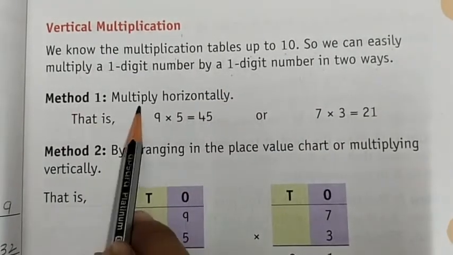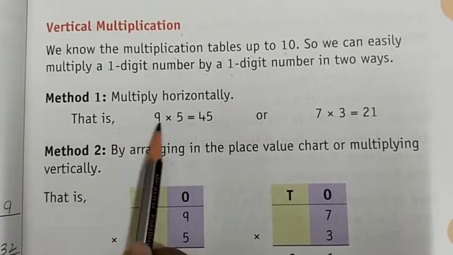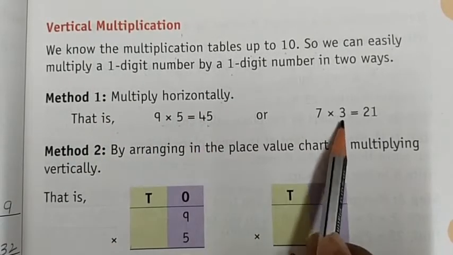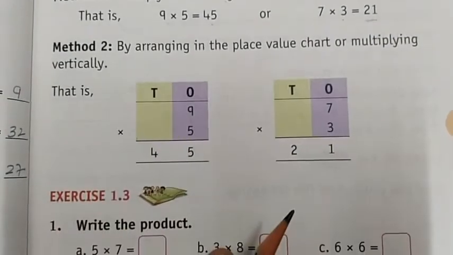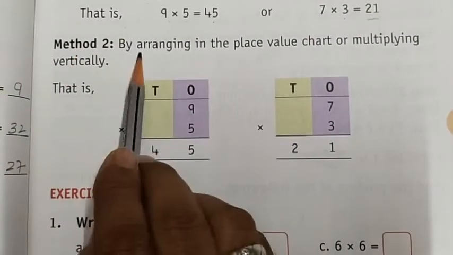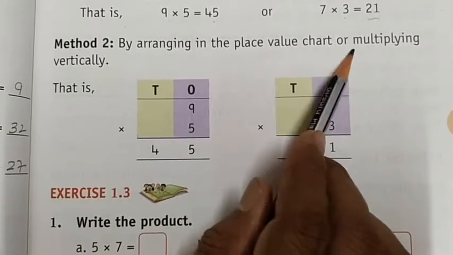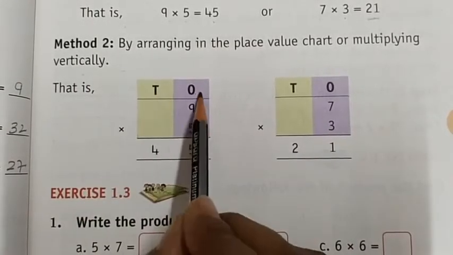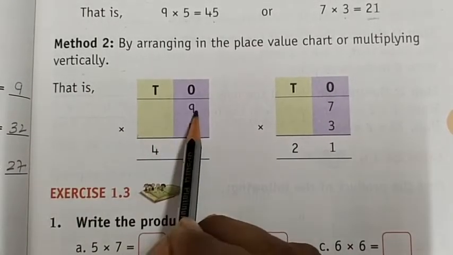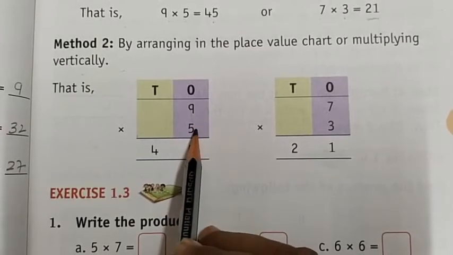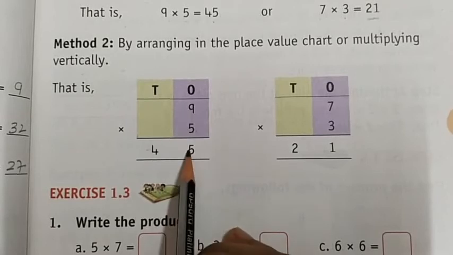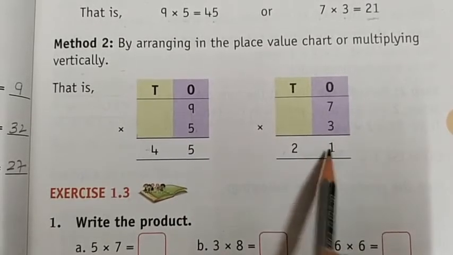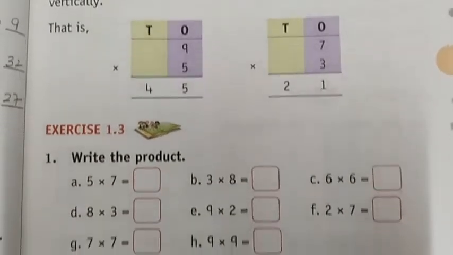Method number one, multiplication horizontally, that is 9 5s are 45 or 7 3s are 21. We know this method, like the table. Method two is by arranging in the place value chart and multiplying vertically. So, ones and tens place value. Here one digit is multiplied with one more digit. So 9 5s are 45 or 3 7s are 21, like this. That's it. So let us do some exercise.